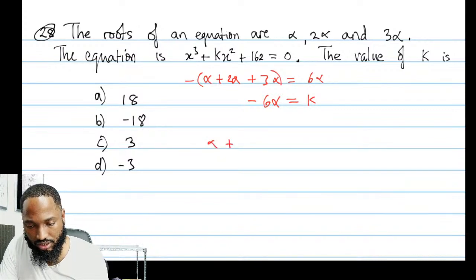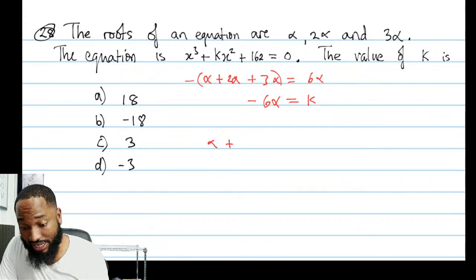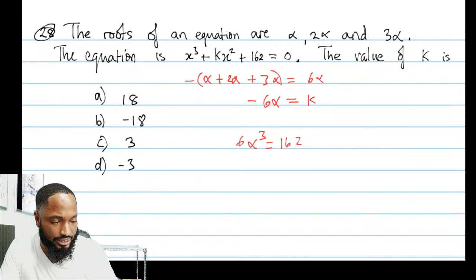Now the product. This is the product, so this is negative as well. Multiply all these things for me and you'll get 6 alpha cubed. 6 alpha cubed is equal to, what is that, 162? 162 divided by 6.